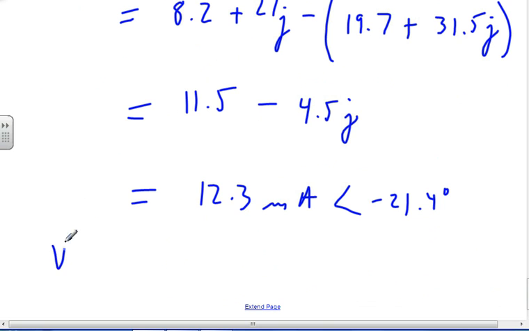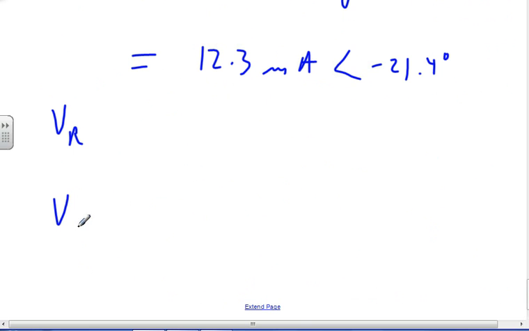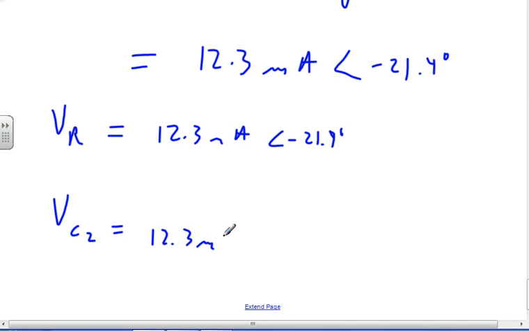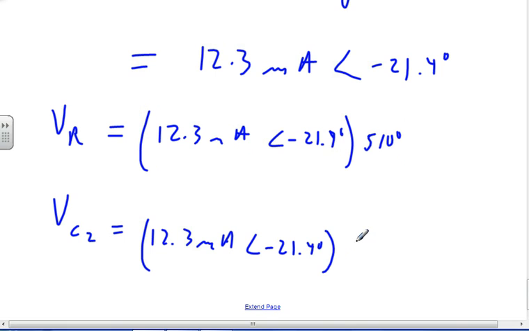Okay, so my voltage across the resistor and voltage across the capacitor is 12.3 milliamps, angle minus 21.4, times the resistor, 510, and that capacitor, 723 angle minus 90, right? Okay, minus 90. All right, so we have to calculate those two numbers.